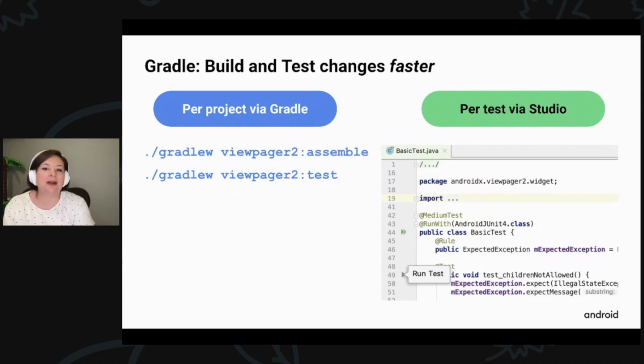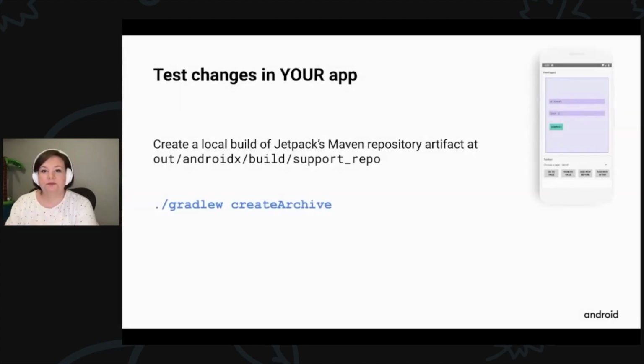Nope. There are per project builds, which are faster than running the tasks in the root. So for example, if you're making a change to ViewPager 2, you can primarily build and test that project or run the tests from Android Studio. The Jetpack repo comes with a number of sample apps which exercise the libraries. This is a good test bed for your changes.